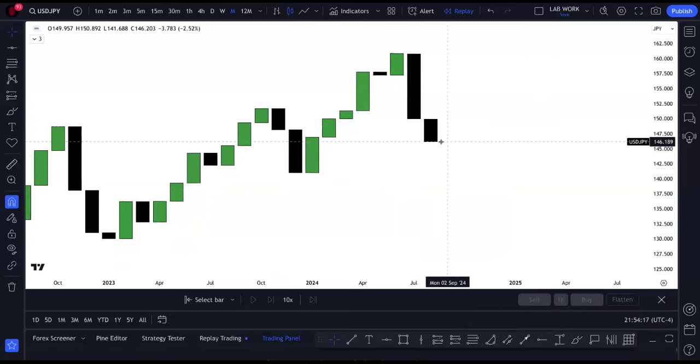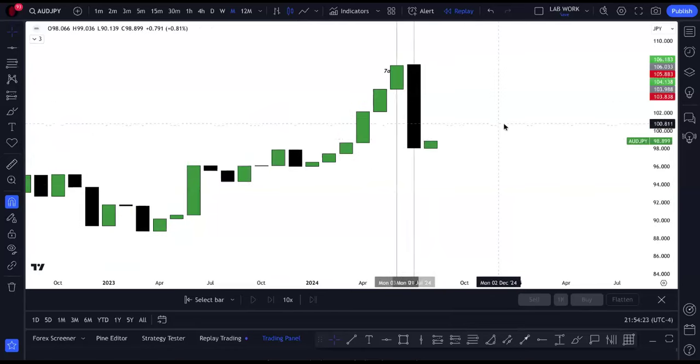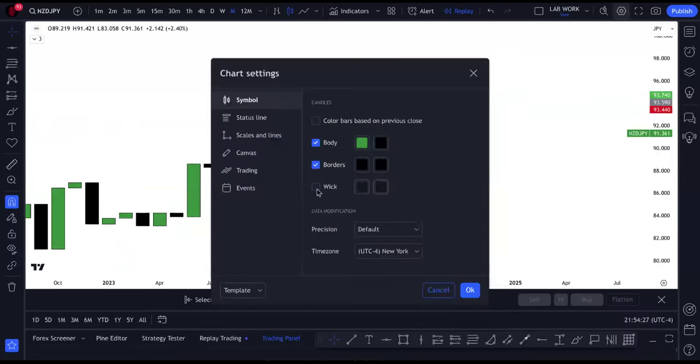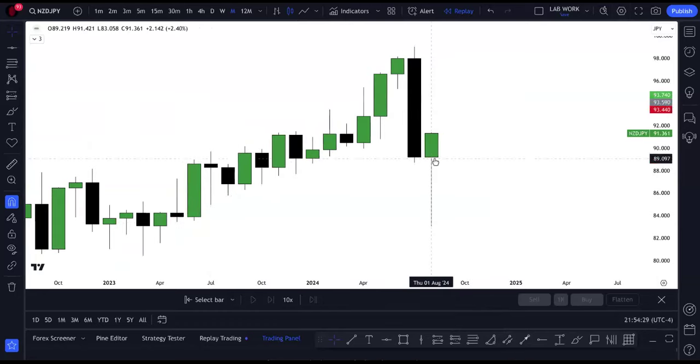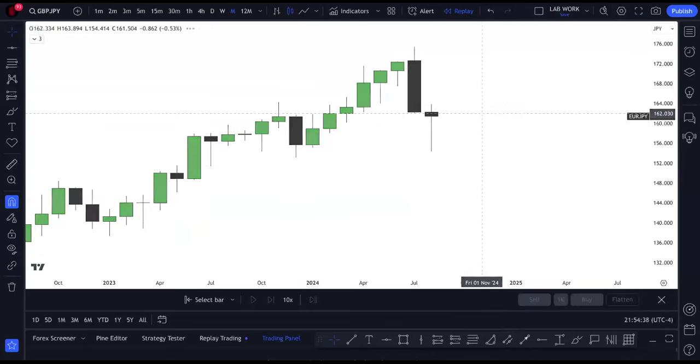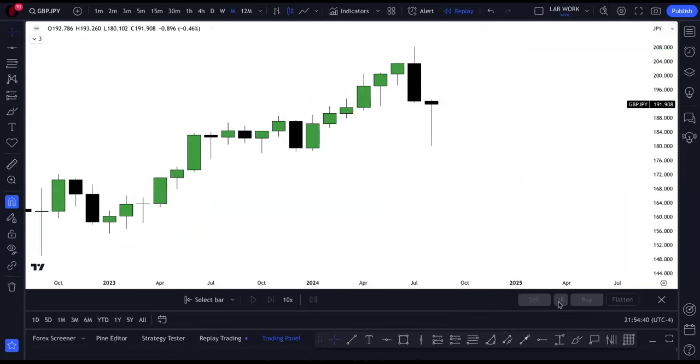Delete this. UJ, yeah, small range cycle. Keep going. AJ, small range cycle. Love that. Let's keep going. Let's put on the wick now because it looks funny. Small range cycle compared to this candle, it's tiny. EJ, small range cycle too. GJ, small range cycle.